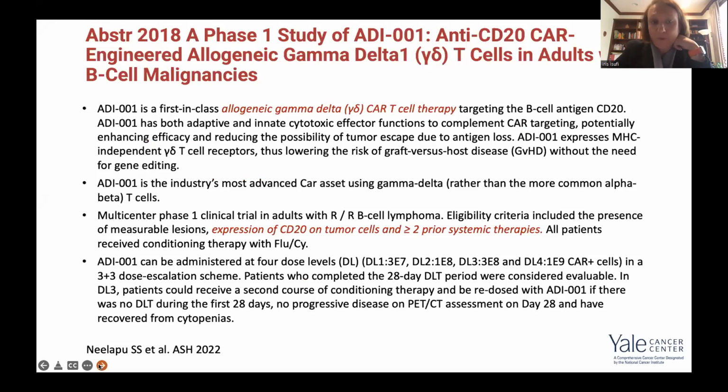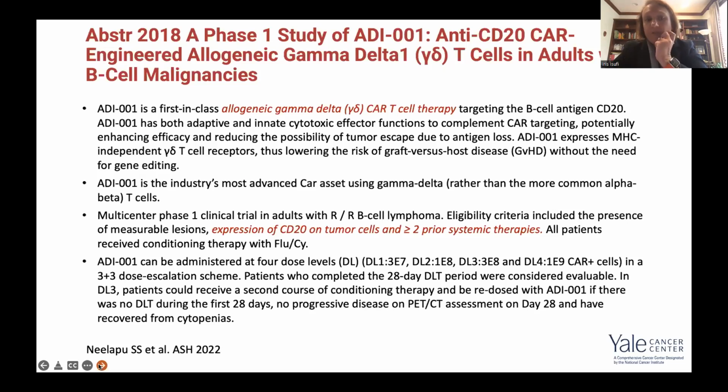And it has both adaptive and innate cytotoxic effector function, which complement CAR targeting, potentially enhancing its efficacy and reducing antigen loss. It expresses MHC-independent gamma delta T cell receptors, so the risk of GVHD is low without the need for gene editing, which is more complex and takes longer. So this is the industry's most advanced CAR asset using gamma delta.